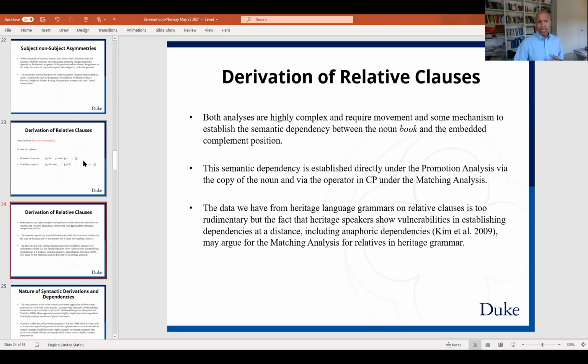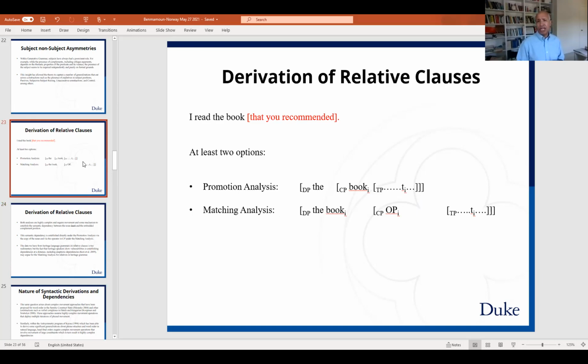Now, when you look at the promotion analysis and the matching analysis, they are both highly complex derivations, because if you just look at them, they look simple there on the slide, but actually there's a lot of complexity involved, because you have to establish a dependency between something on the periphery of the clause and something lower in the clause. There is some kind of movement operation or some correspondence rule that you have to establish. In the matching analysis, you have to add an extra element that is an operator in the clause, and make sure that the operator really has a relationship between the relativized noun and the rest of the clause, and that you get the right interpretation.